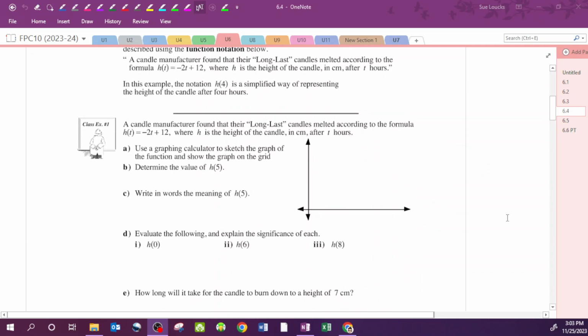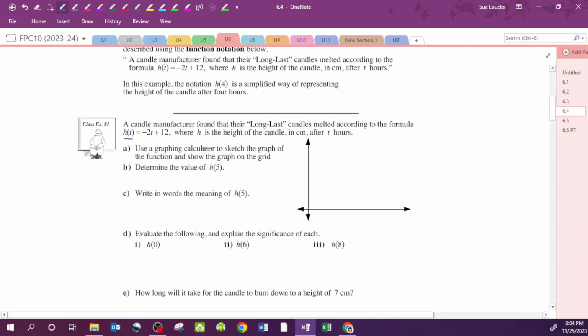A candle manufacturer found that their long-last candles melted according to the formula h of t equals negative 2t plus 12, where h is the height of the candle in centimeters after t hours. If you look at this h of t here, that makes sense. That's the height after t hours, right? You wouldn't use y, but you could use h. I guess it's a little bit more explicit that that's the height after t time.